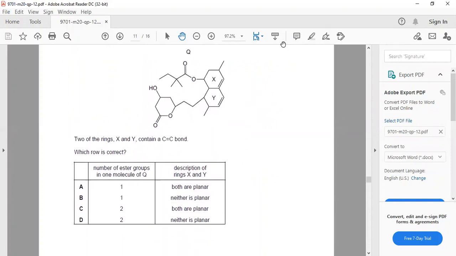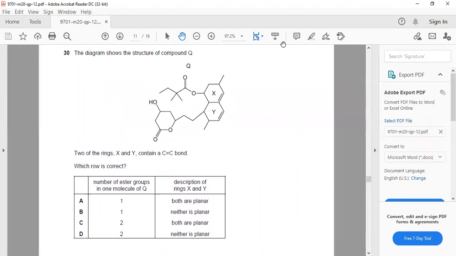30. Two of the rings X and Y contain a double bond. Which row is correct? Number of ester groups. This is ester, this is ester, 2. So 1 is wrong. Number of ester groups is 2. So either C or D.